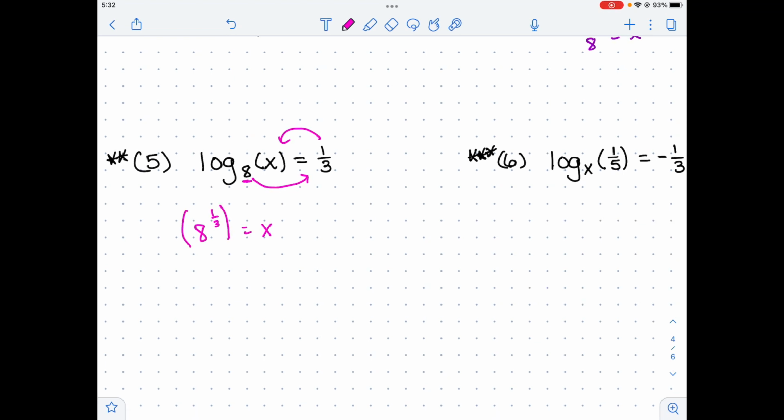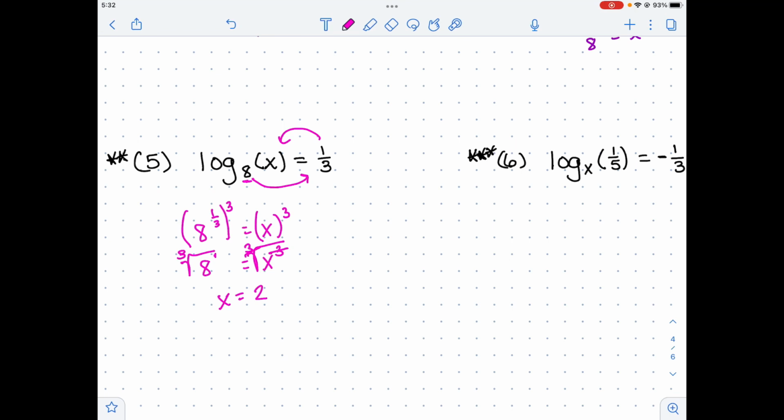Hopefully you see that you can multiply it by 3. Whatever you do on this side, you do on that side. So you end up with 8 to the 1, and you don't have to write the 1 there if you don't want, and x to the 3rd. So then it's thinking about what times itself 3 times gets us 8, or you can think about the cube root of 8. If we take the cube root of each side, these cancel out, and the cube root of this, we know that x equals 2.